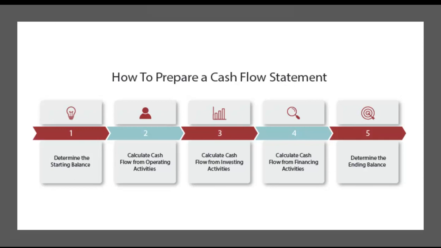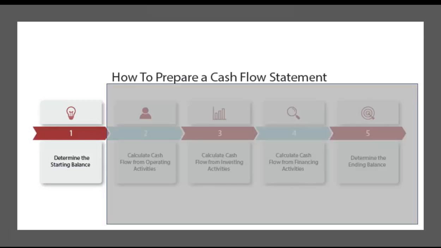We shall now look at the 5 steps to creating a cash flow statement. The 5 steps are: first, determine the starting balance. Second, calculate cash flow from operating activities. Third, calculate cash flow from investing activities. Fourth, calculate cash flow from financing activity. And fifth, determine the ending balance. We shall go through each step in some detail.